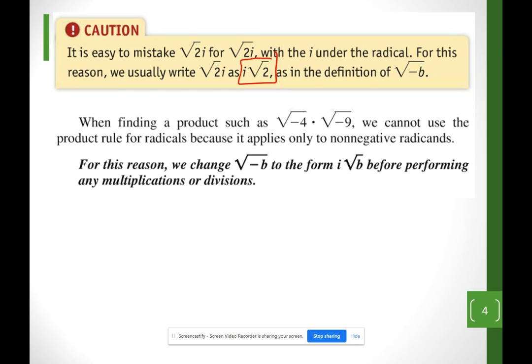Now, one thing that we must do when we have multiplication is follow a rule. Do not multiply -4 and -9. Don't do the square root of -4 times the square root of -9. Don't do that. Instead, see it as the square root of -4 by itself and then the square root of -9.